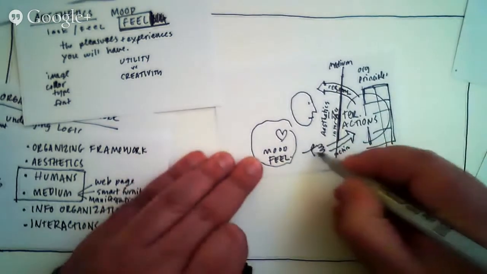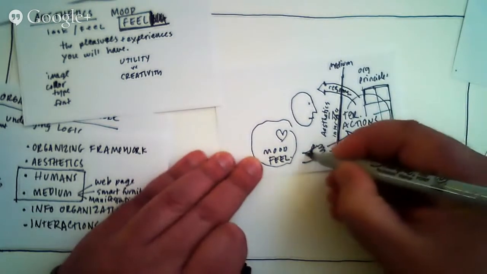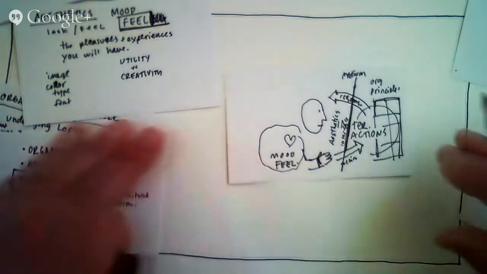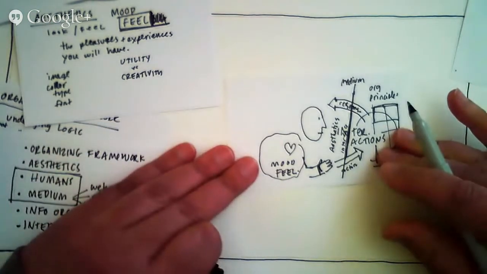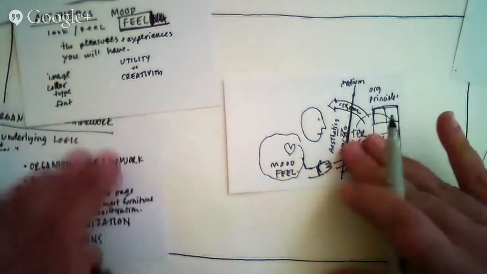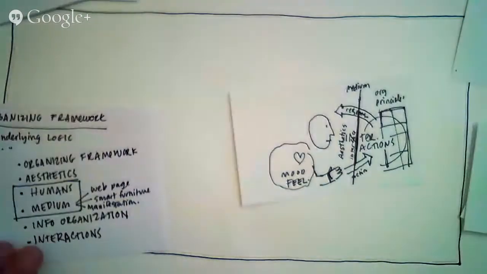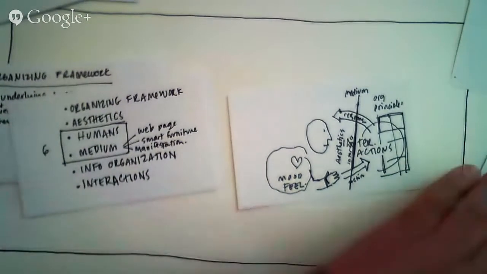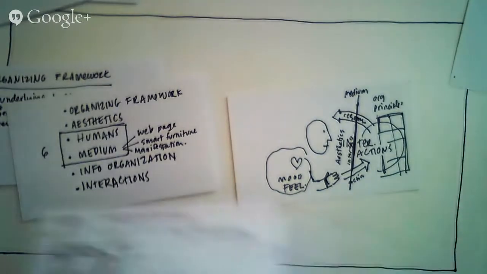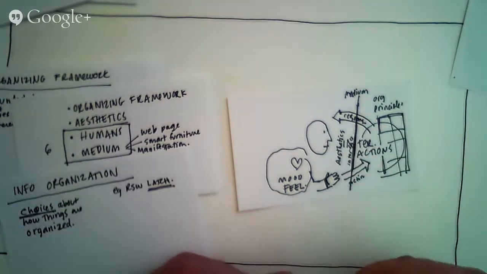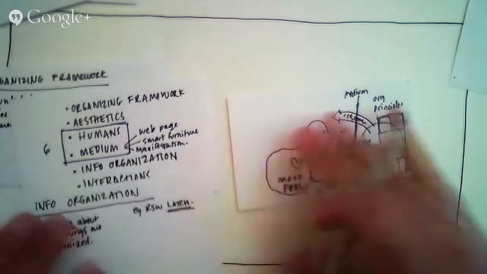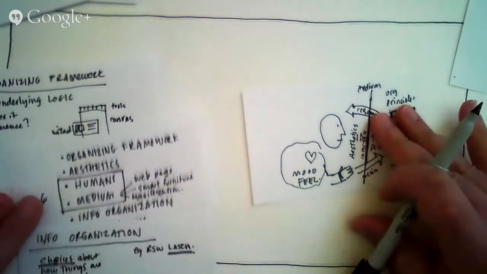I do see head, heart, and hands as a very helpful kind of triangulation method to make sure you've got everything covered when you're dealing with people. Organizing framework. Okay, information organization and organizing framework. There's a lot of overlap. That's what makes it so tricky. They're unique, but they all intertwingle.